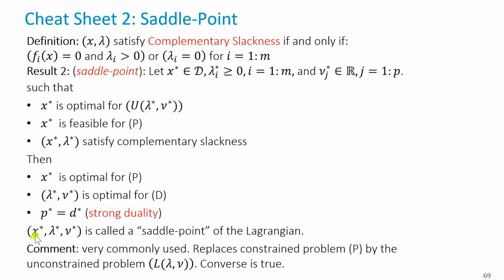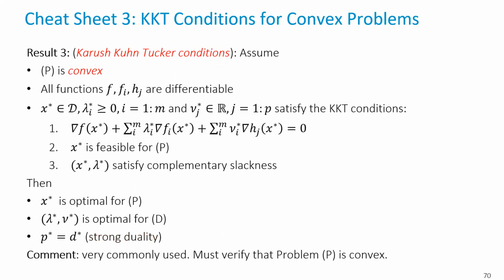The combination of optimal point and Lagrange multiplier that I find with this method is called a saddle point of the Lagrangian. That's why we call it a saddle point. Again, that's the most common way of solving practically an optimization problem with constraints, where you hope to have a closed form solution.